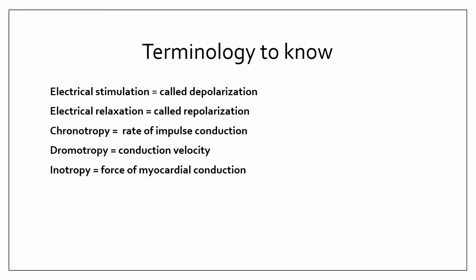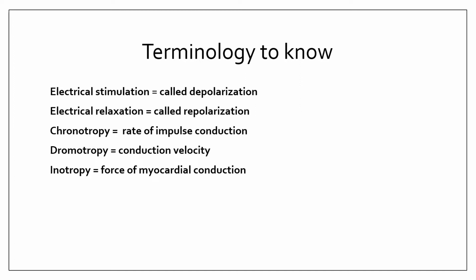And then we have electrical relaxation, which is repolarization. So repolarization is the process of electrical recovery and relaxation of the cardiac cells. And during repolarization, potassium moves out of the cell and restores the resting membrane potential. On an ECG, you'll see this in ventricular repolarization, which is the T wave. And again, repolarization is going to allow the heart to prepare for the next depolarization.